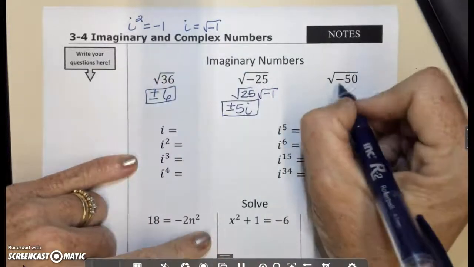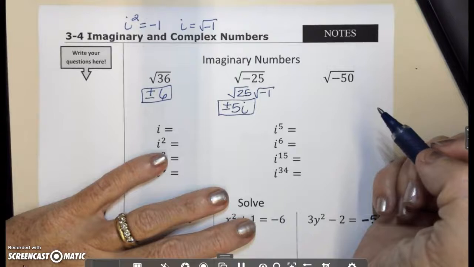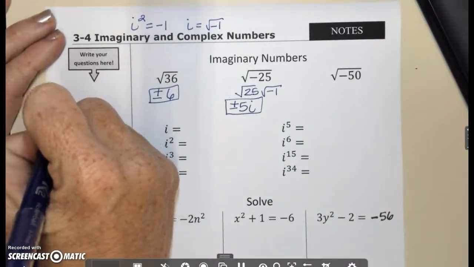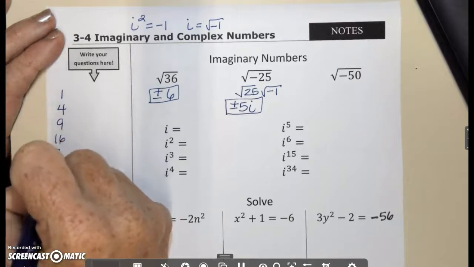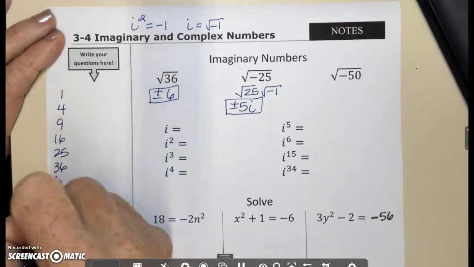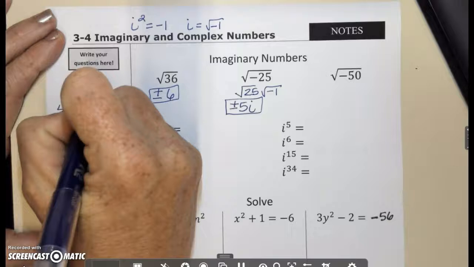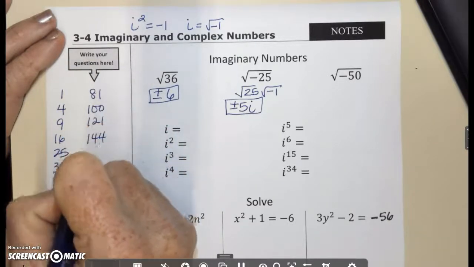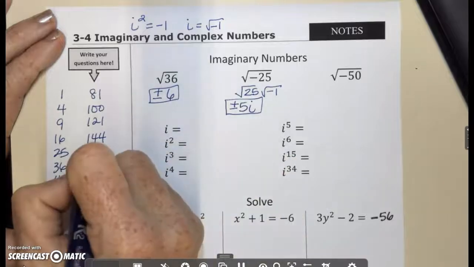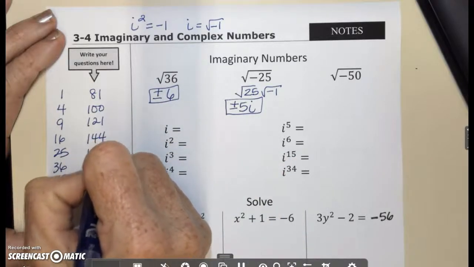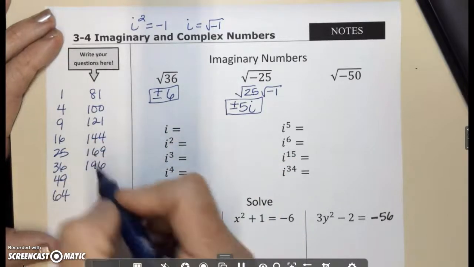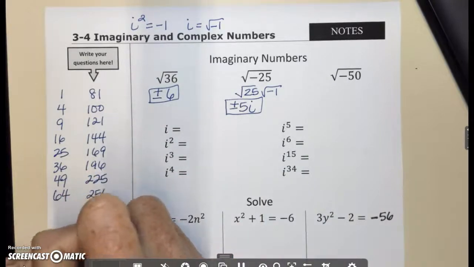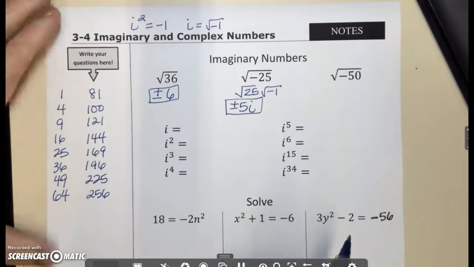Okay. So negative 50 we can break into, if you can use your perfect squares, be sure to use them. Let's do those really quick. So 1 squared is 1, 2 squared is 4, 9, 16, 25, 36, 49, 64, 81, 100, 121, 144, 169, 196, and so on. Okay, 225, and you can keep going. The main ones you're going to use are in this first column over here.